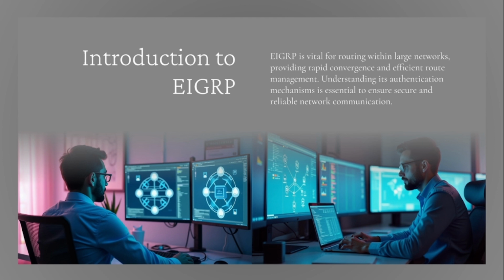So you already know EIGRP is a very vital protocol for routing within a large network, and it provides rapid convergence and efficient management. You have to understand that if you're just configuring EIGRP and not doing any authentication, then what will happen? The security will not be there. So in any production environment, you cannot just configure EIGRP and let attackers attack your network. That shouldn't be the case. So you have to implement the authentication. You have to understand this authentication mechanism, and it's essential to ensure secure and reliable network communication.